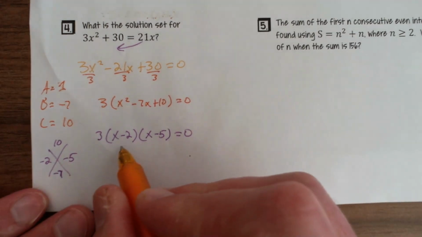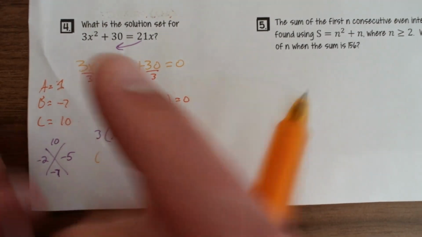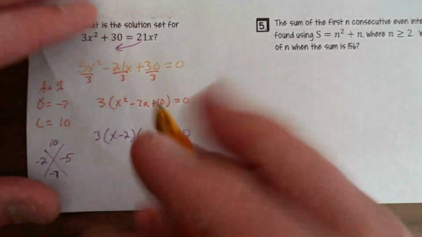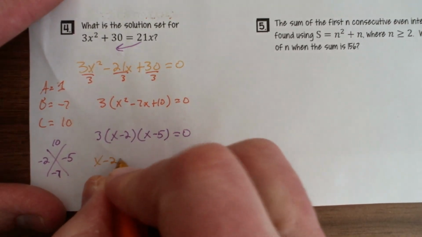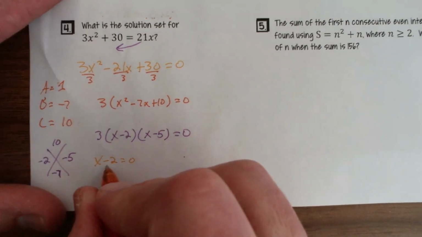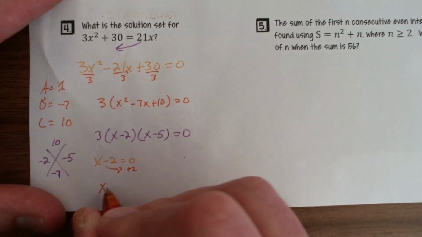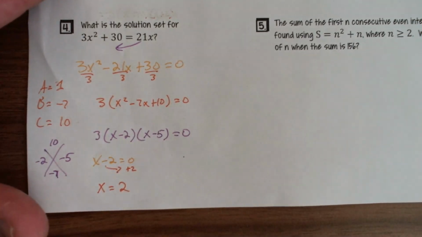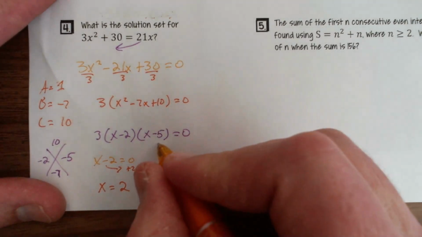Now I need all these pieces set equal to 0. So x minus 2 equals 0. I would add 2 over. I get x equals 2.